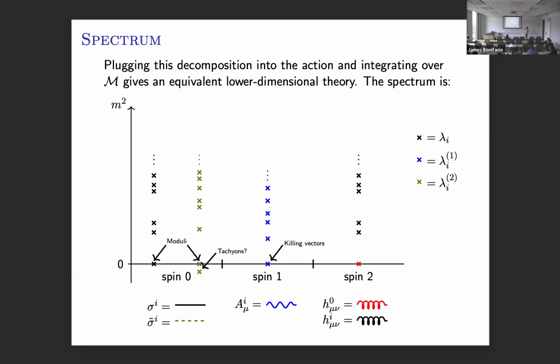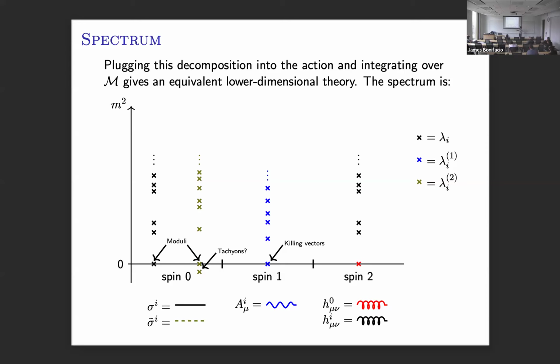For example, the masses of this tower of spin 2 modes are determined by the eigenvalues of the scalar Laplacian on the internal manifold. The masses of the spin 1 modes are determined by the eigenvalues of the one-form Hodge Laplacian on the internal manifold, and they might possibly be 0 if they're Killing vectors, so the internal manifold has some non-trivial isometries. Then you have one tower of scalar modes corresponding to the scalar eigenvalues. This came from the trace piece in the decomposition of the metric. You also have another tower coming from the transverse traceless part of the decomposition, whose masses are determined by the spin 2 eigenmodes of the internal space.